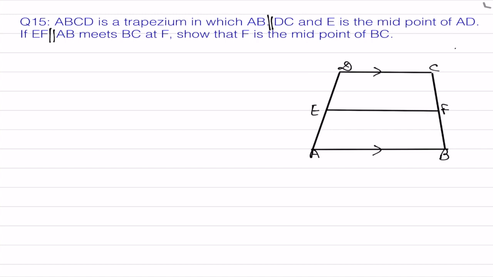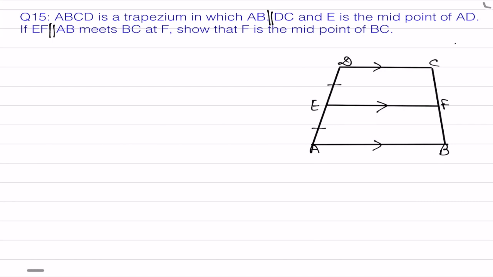EF, if EF is also parallel to AB, meets BC at F. Prove that F is also a midpoint. So you can see, children, in this AB is parallel to DC, it's given. E is the midpoint, so DE is equal to EA. And they said EF is parallel to AB. Now if EF is parallel to AB, that means EF will also be parallel to DC. So we have to prove F is the midpoint of BC.